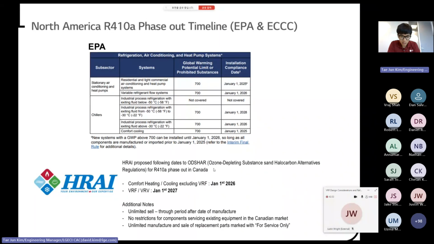However, ECCC in Canada has not yet released any dates for the phase out of R410A. Only recently, HRAI has proposed some dates to ECCC to phase out the mini splits and VRF. Those dates are January 1st, 2026 for the mini splits and January 1st, 2027 for the VRF. Note that this is only a proposal, not the final date, so don't be mistaken. The final date given out by ECCC may be different, because this is just a proposal, okay?